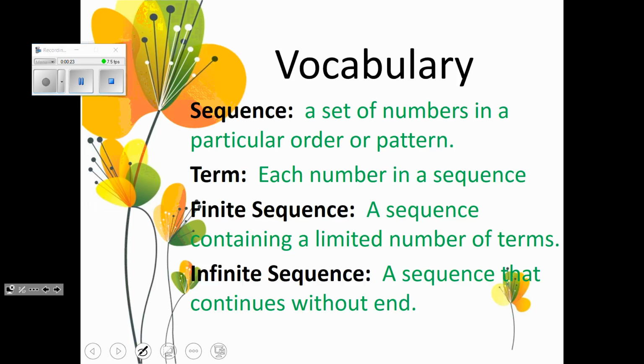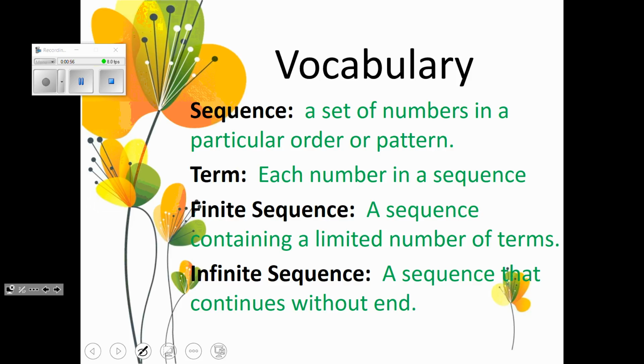All right. So a little bit of vocab. You just told me that a sequence was a set of numbers in a particular order or pattern. Okay, and you are correct in that. A sequence is a set of numbers that goes in a particular order or pattern. When I refer to a term, I'm talking about each number in the sequence, or a specific number in the sequence.